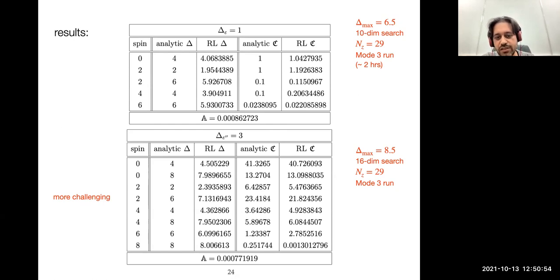You see that it worked quite well, but this was a mode 3 run, which means that I started rather close to the analytic solution. Then I let everything run and stabilize somewhere. Now, what makes this example much harder than this example is that you can already see the OPE square coefficients here range from 0 to 40 or 42 or something, whereas here they range from 0 to 1.